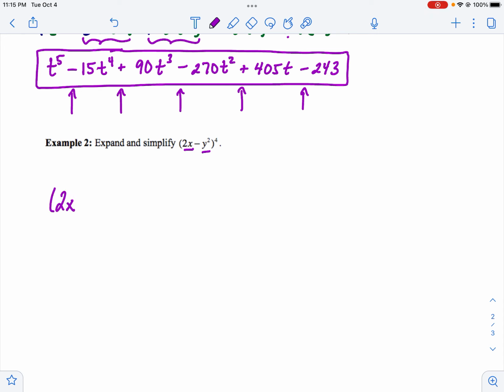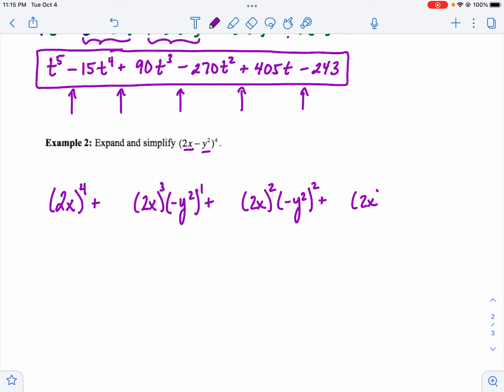Then we're going to add that to, okay, now 2x gets cubed. In comes that negative y squared. Next term, 2x is now going to drop a power to the second. The negative y squared is going to go up a power, so it's now squared, because over here it was to the first, now it's to the second. Then I'm going to have 2x. It drops a power, so it's to the first. The negative y squared is now cubed. And last but not least, the negative y squared is to the fourth.